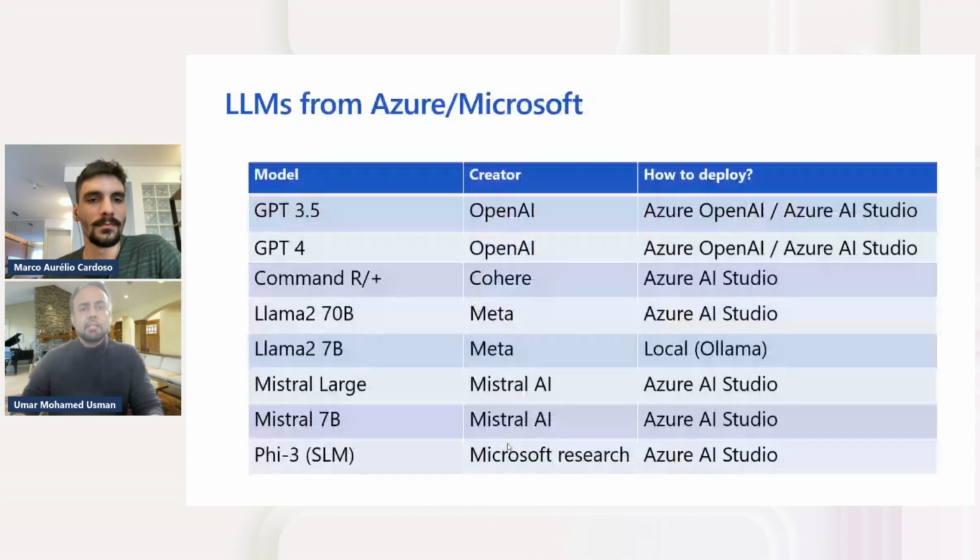Now, in terms of LLMs, there are many LLMs, even though GPT 3.5 and GPT 4 from OpenAI are really popular. Here I'm showing three columns: the model, the creator, the company behind that model, and how you can deploy it on Azure specifically. GPT 3.5 and 4 are from OpenAI, and then there are other popular models: Llama 2 from Meta, and Mistral is very popular these days, with the Mistral large language model and the 7 billion model as well.